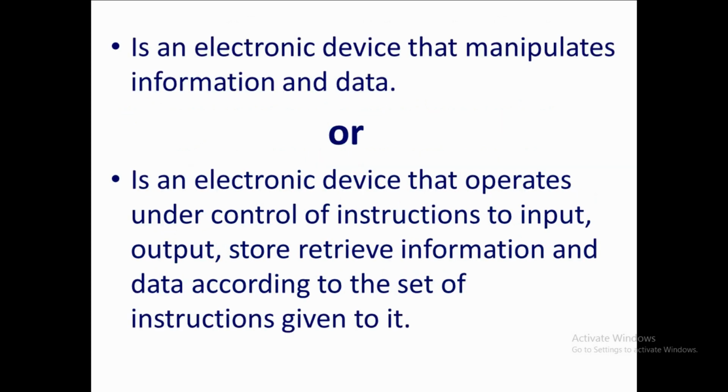Next definition: all these definitions you see are for a computer. A computer is an electronic device that manipulates information and data. Very simple. It is a device that uses electronics, that uses electricity, that manipulates information and data. I told you that the word manipulate is like process. It processes information and data. Now, let us look at this. It might look confusing.